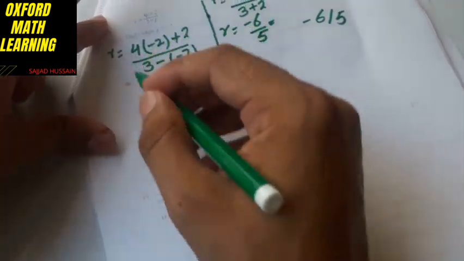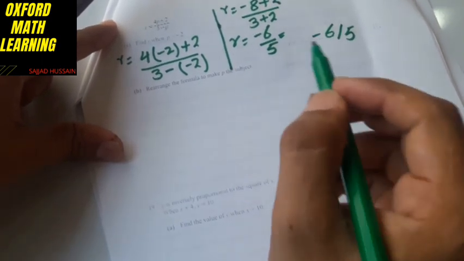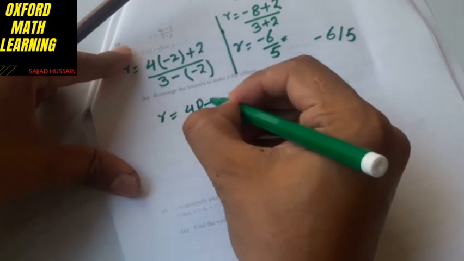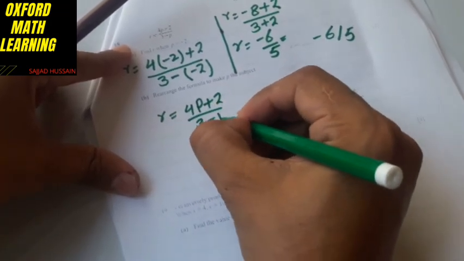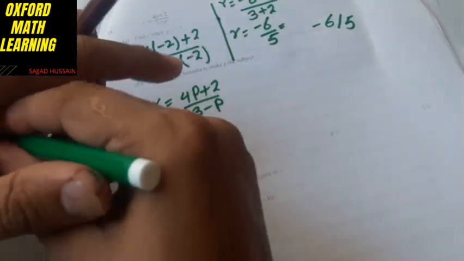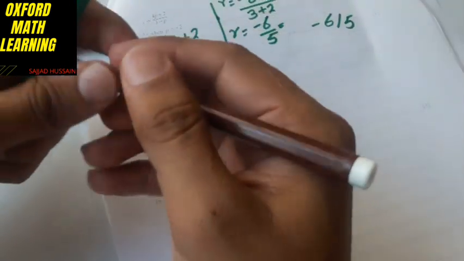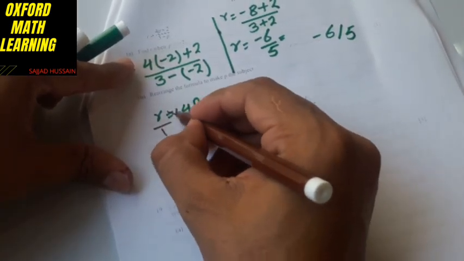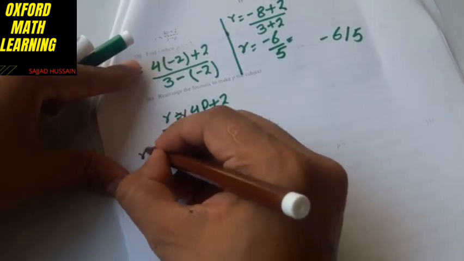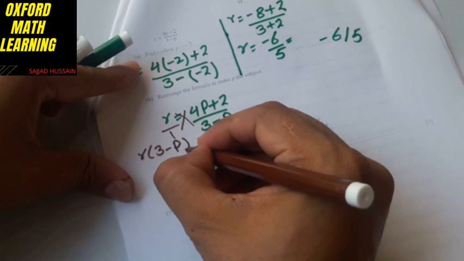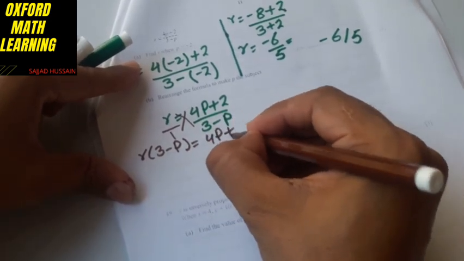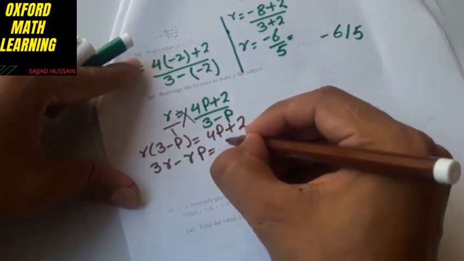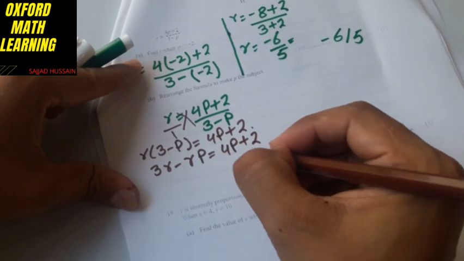Okay, rearrange the formula to make p the subject of the formula. So R is 4p plus 2 over 3 minus p. We have to make p the subject of the formula. It means we have to eliminate all the numbers with p, and we have to separate p. First we have to cross multiply. So R into 3 minus p will be 4p plus 2. So here will be 3r minus rp equal to 4p plus 2.